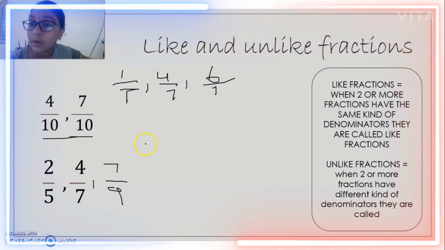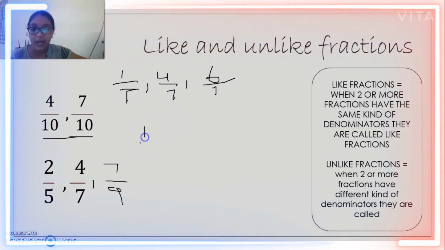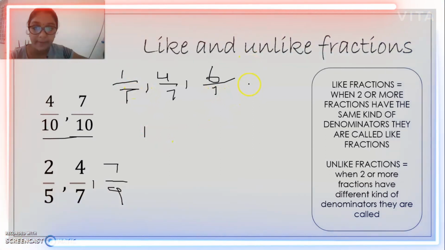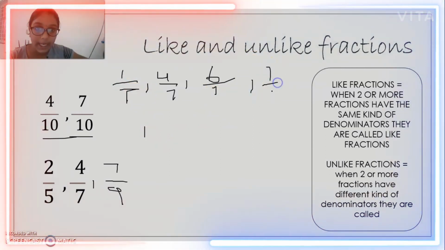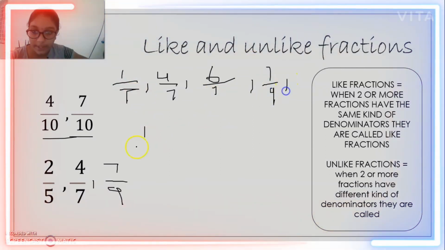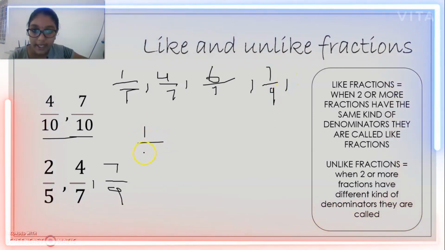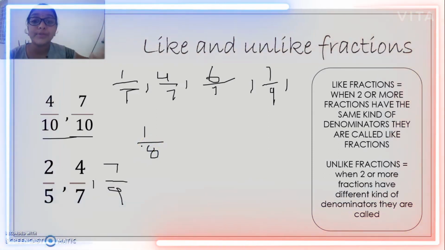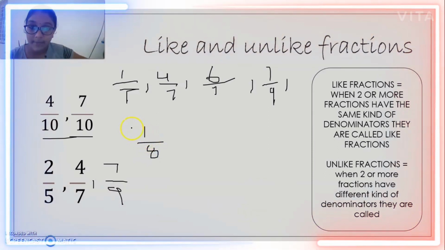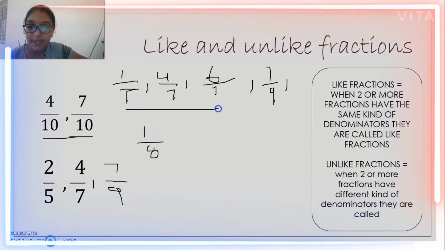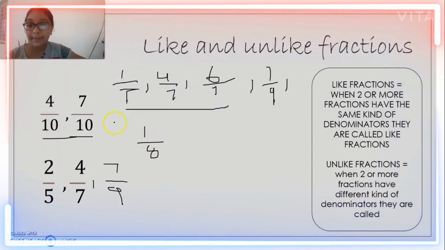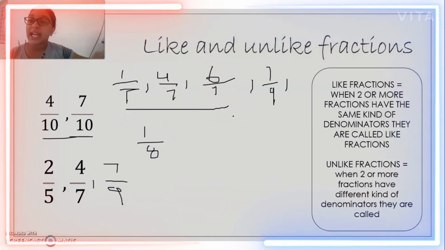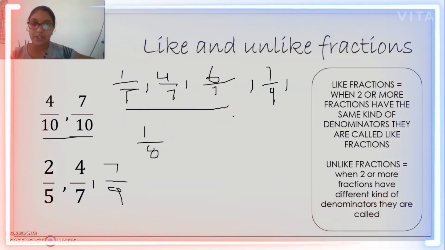Now, if you get a question like if you have the 1 by 7, 4 by 7, 6 by 7, 7 by 9, comma 1 by 8, and if they ask you to group the like fractions, since 7 is common over here, you will group 1 by 7, 4 by 7 and 6 by 7. And 7 by 9 and 1 by 8 are unlike fractions.